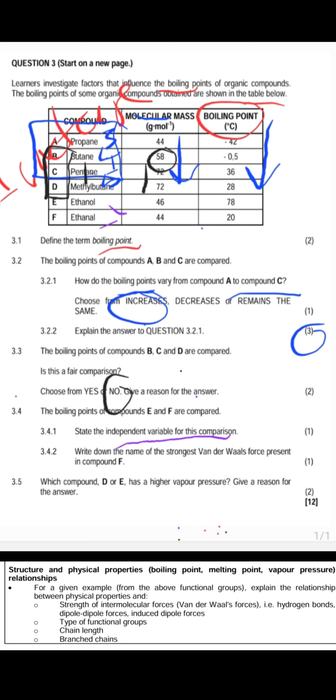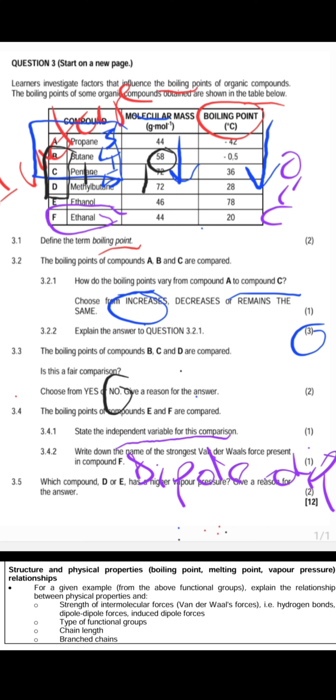Write down the name of the strongest Van der Waals forces present in compound F. Well, compound F is just ethanol. What we know about ethanol is the presence of a carbonyl, the C double bond O. So in terms of intermolecular forces, the forces that will be present therefore will be dipole forces. So that's what we can write here, dipole forces. That will be the solution.